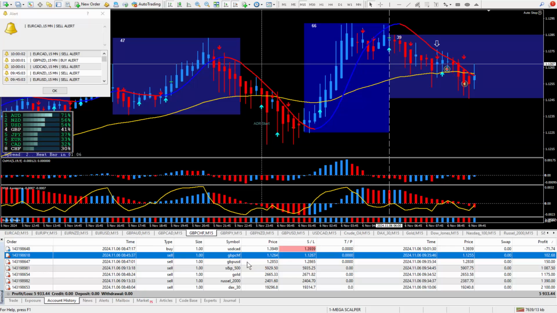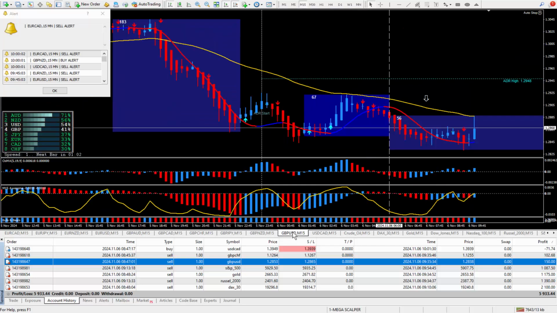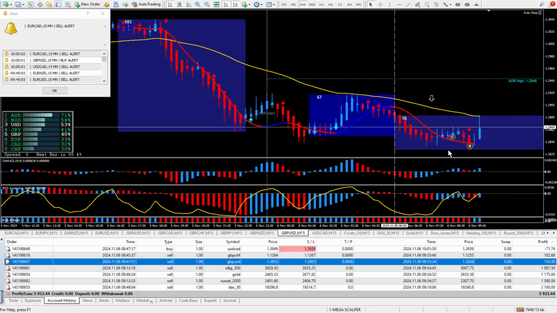Okay, moving on to the next trade, which is the pound dollar. Pound dollar pays $10 for each pip. So looking at the money, this should be 15 pips. So let's drag and drop this up, see where I got in at.